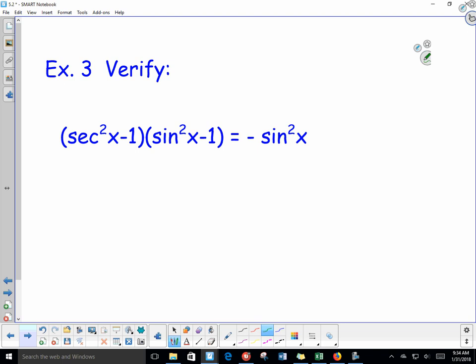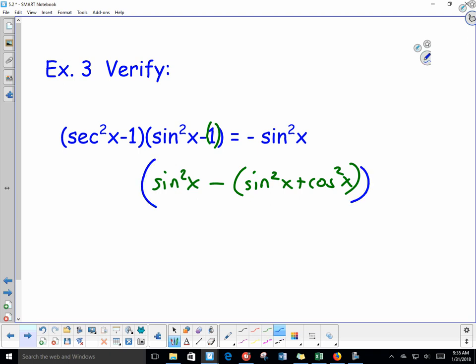Let's take a look at number 3. We're going to verify that secant squared x minus 1 times sine squared x minus 1 is equal to negative sine squared x. Again, I would start with the more complicated side. And I think you could probably FOIL on the left side, and that'll work fine. But let's try to rewrite using this 1 as sine squared plus cosine squared. So we can write sine squared x minus the quantity sine squared x plus cosine squared x, right?